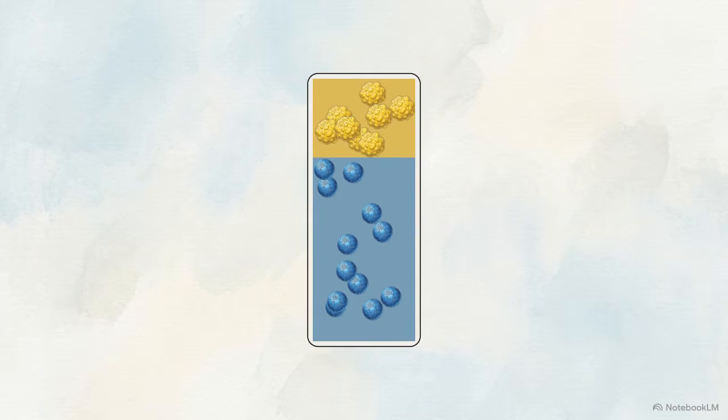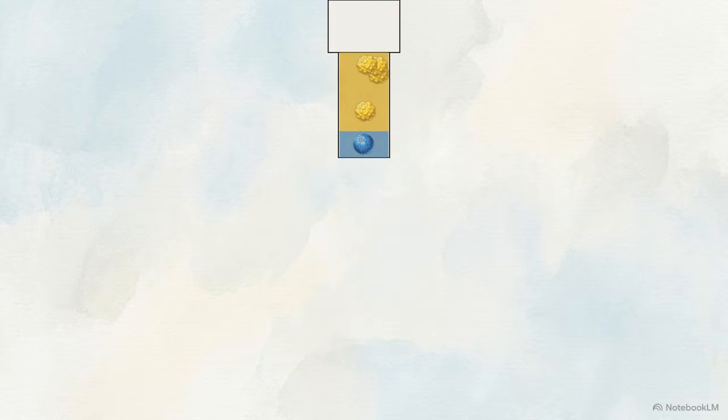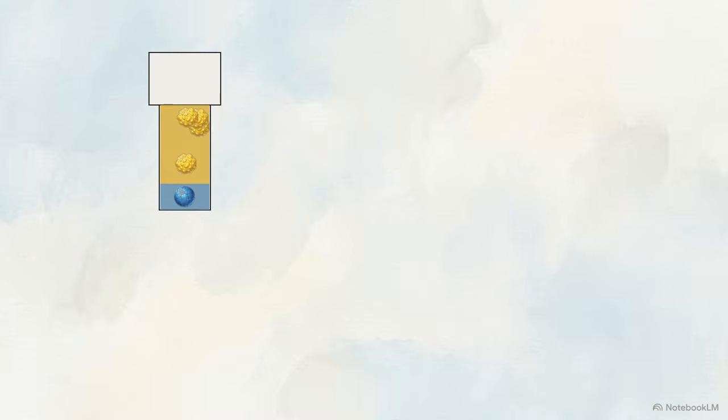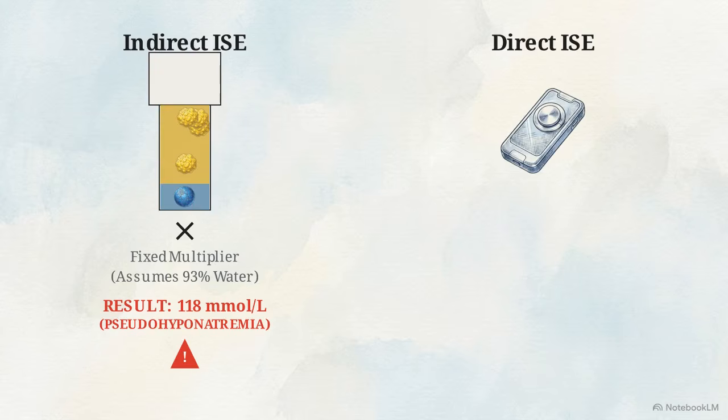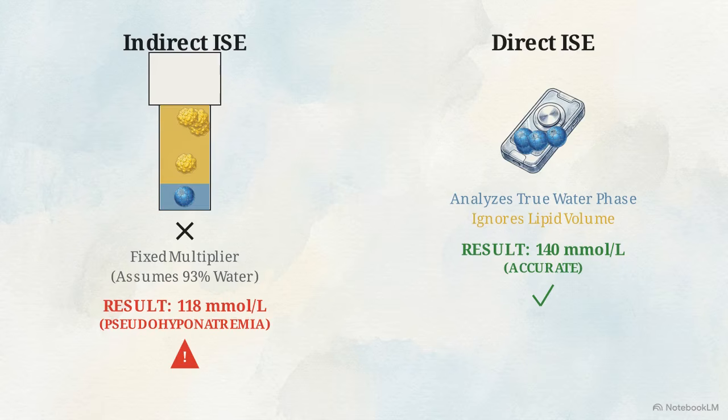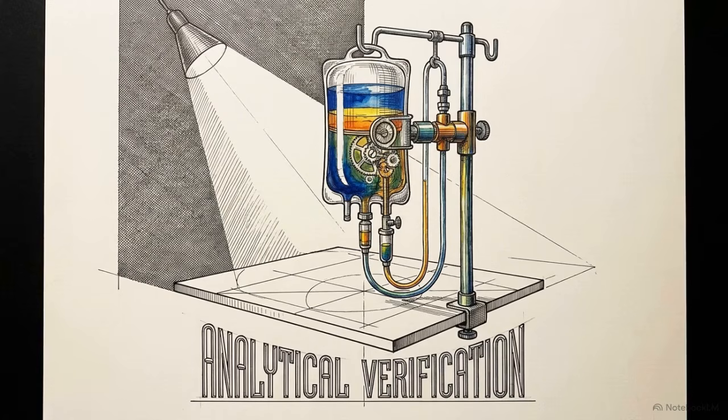The mechanical pipette still draws its fixed total volume, but it scoots up more fat and less water than the algorithm expects. As we compare the two analytical methods, the indirect ISE applies a mathematical multiplier to a deficient water sample, spitting out a falsely low sodium reading, pseudo-hyponatremia. Next to it, a direct ISE cartridge analyzes undiluted whole blood. Because it measures the true water phase independently of the lipid volume, it captures the accurate physiological value. Trusting an automated analyzer without verifying the matrix physics can trigger unguided interventions based entirely on ghost numbers.